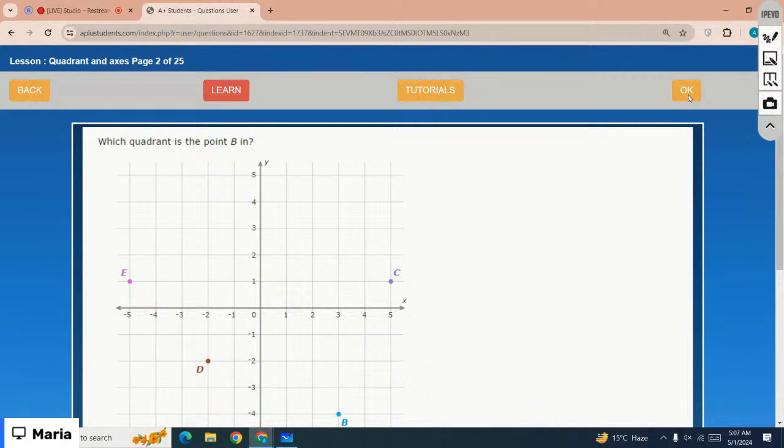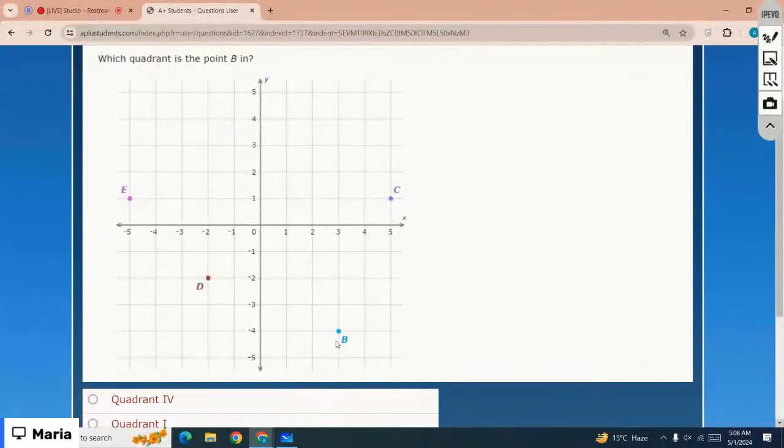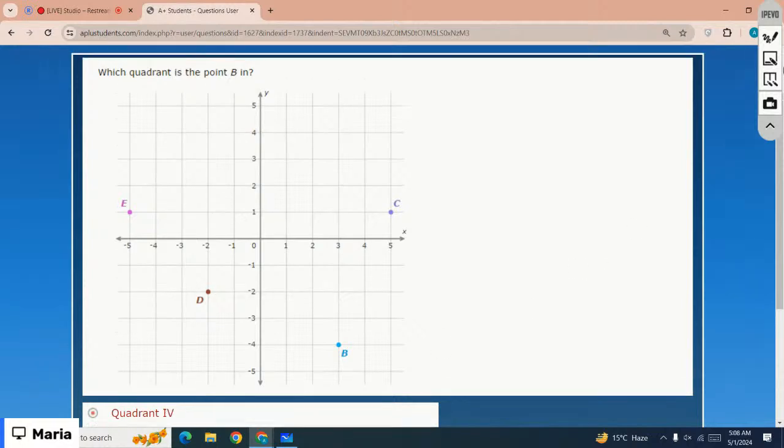Which quadrant is the point B in? You have to see which quadrant point B is in. The correct option is the fourth quadrant. B is in quadrant 4. Very good. The correct option is quadrant 4.